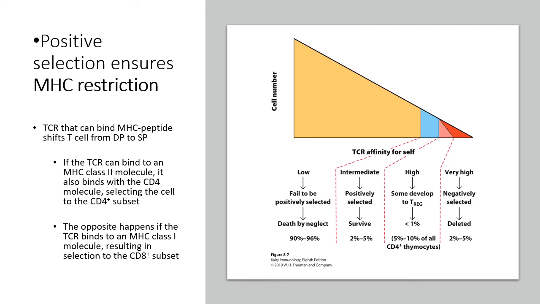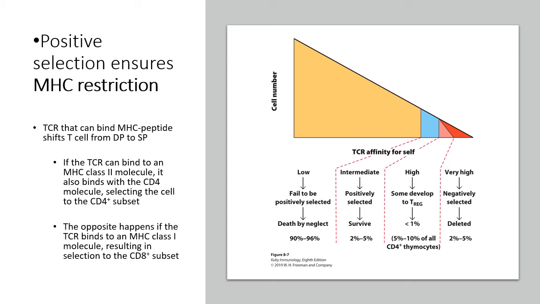So positive selection ensures MHC restriction. That's its main job. It makes sure that the cells can actually detect MHC and can bind with at least some degree of appropriate levels of binding to that MHC. Negative selection is going to be covered on the next exam because we are now out of time. But we made it through half the chapter.